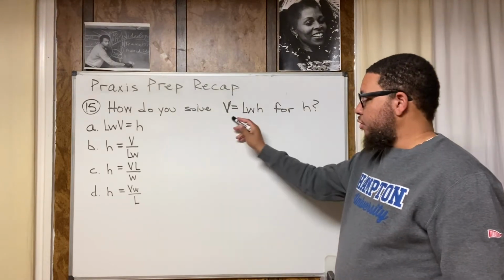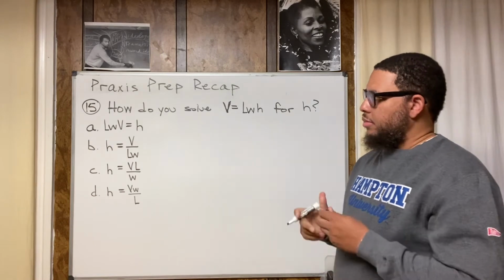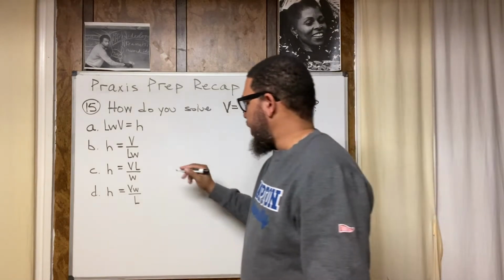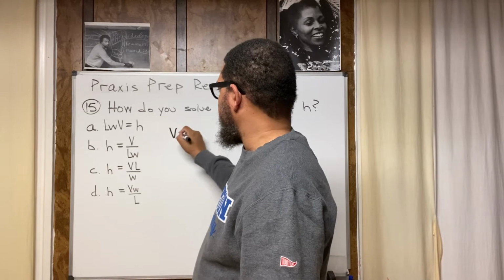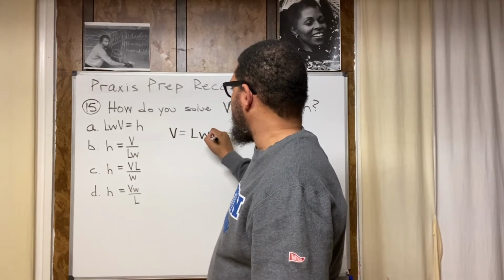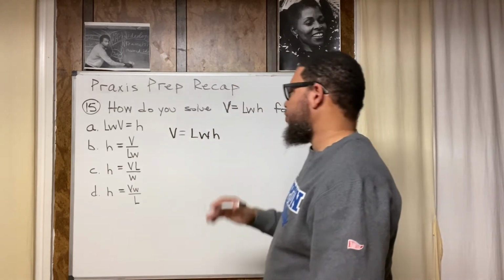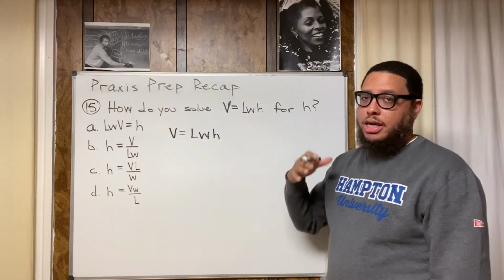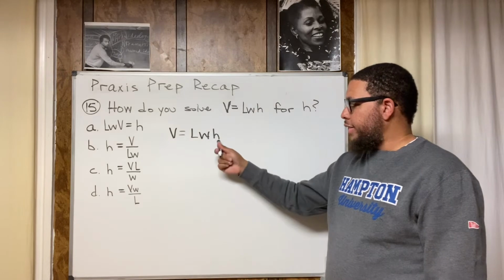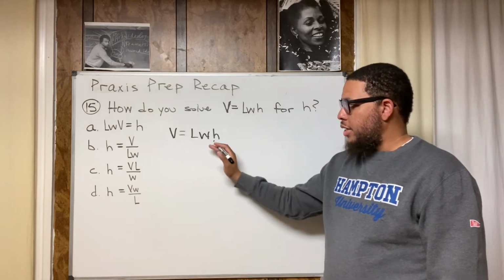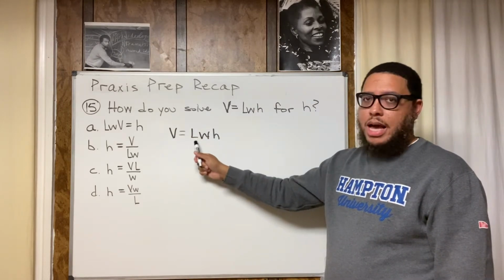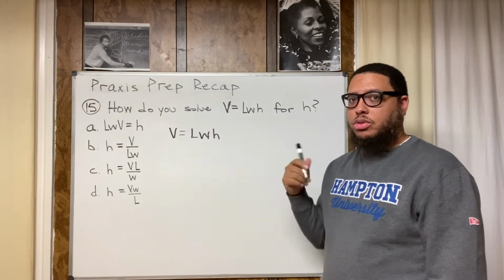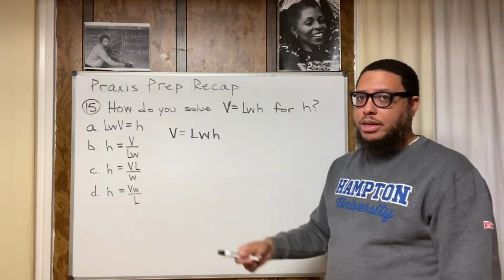First, I'm going to copy this over. I'm going to write it right here. So V is equal to L times W times H. There's a few ways to do this. Now I want to get H by itself. So that means I want to get rid of some things, because in order for H to be alone on the right side of the equal sign, these two things have to be gotten rid of, this L and this W. So now the question is, how mathematically do I do it?